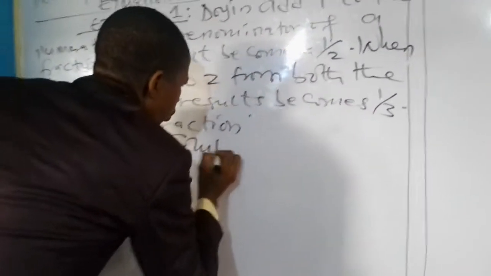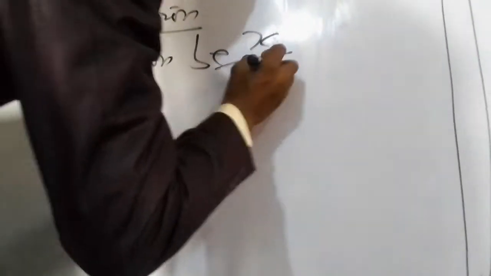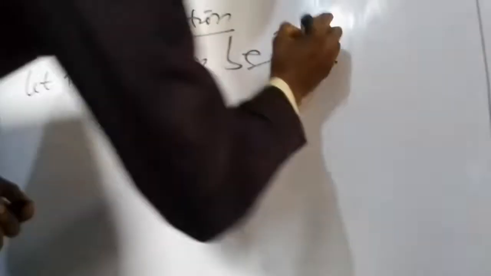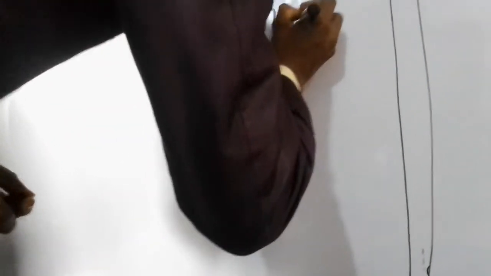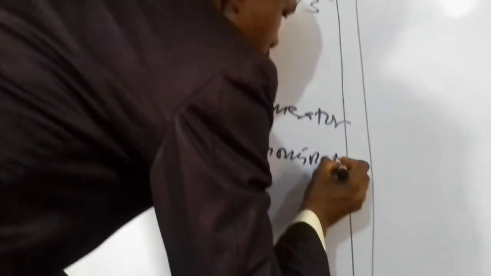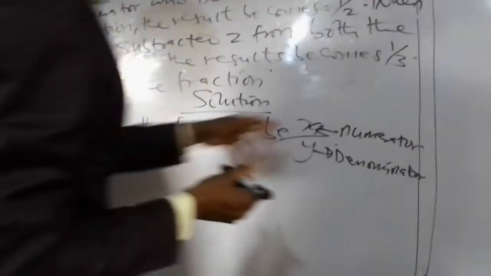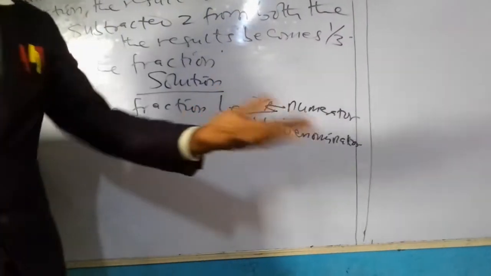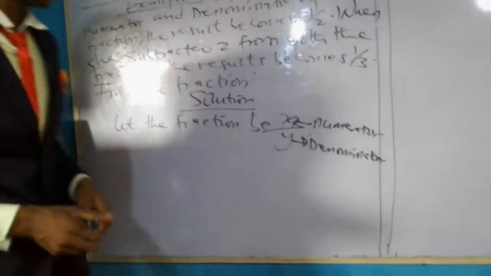Solution. To solve this, let the fraction be x over y. x itself is referred to as the numerator, and y is referred to as the denominator of the fraction.